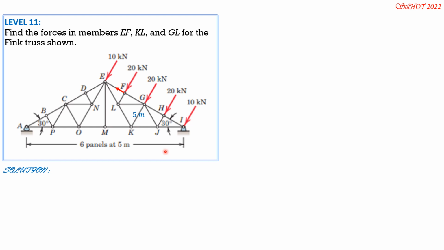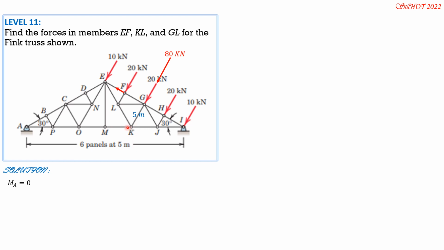Then considering the whole system, because the loadings are symmetrically applied, we can replace them with 20, 20, 20 plus 10 plus 10, 80 kilonewtons here. So we can replace it with 80 for the moment about A equals 0. Remember that this 80 kilonewton load makes an angle of 30 degrees with a vertical. And by the principle of transmissibility of a force, we can transfer 80 at K.